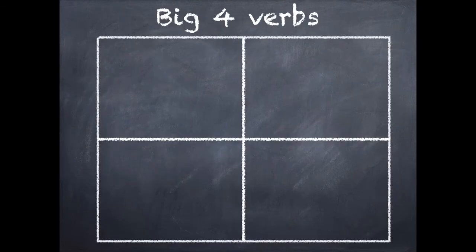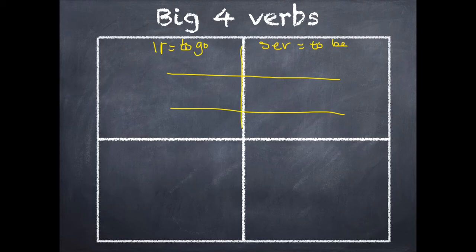All right, so the big 4 verbs. The first 2 we're going to look at actually have the same verb endings. It is ir, which is to go. And then we have ser, which means to be. Okay, and we call these your FU verbs, and the reason why is because they both carry the exact same chart. Okay, so I'm just going to do it just like that, all right?